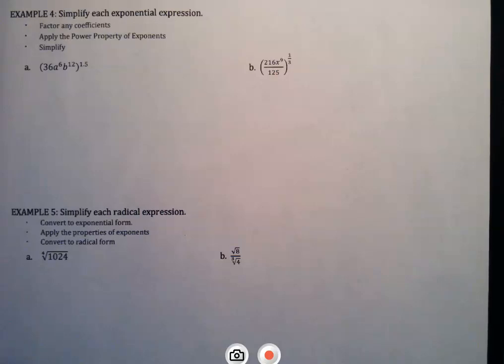Okay, so we're picking up on 7-2, the rational exponents. So we're going to pick up on B here, is where we left off. All right, so we've got 216x to the 9th over 125, and all of that is raised to the 1/3 power.